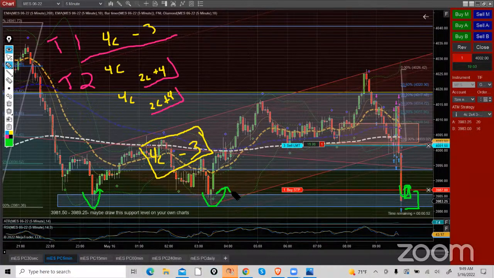There you saw my stop move up because we hit 20 points positive, so it locked in 15. I'm trying to decide if that's too tight or not. Sometimes I'm comfortable with the 15 as it runs down.